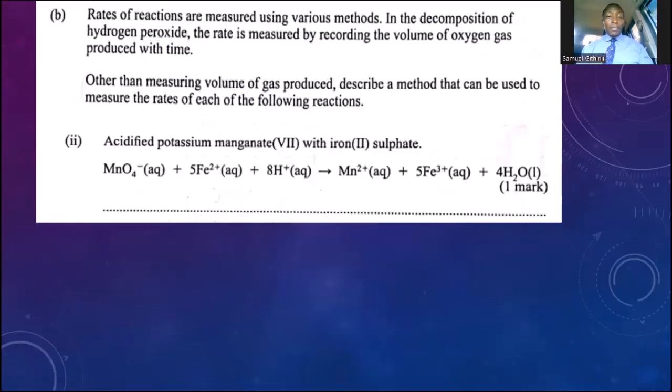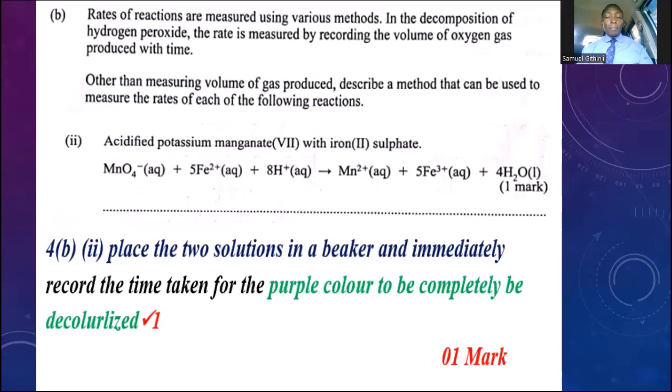Acidified potassium manganate(VII) and iron(II) sulfate. How can you tell the rate of reaction? The same story. You place the 2 solutions in a beaker and immediately start a stopwatch. Record the time it will take for the purple color to go colorless. That is that.